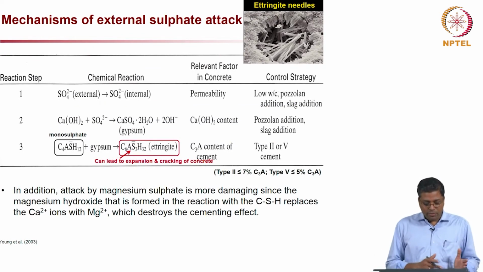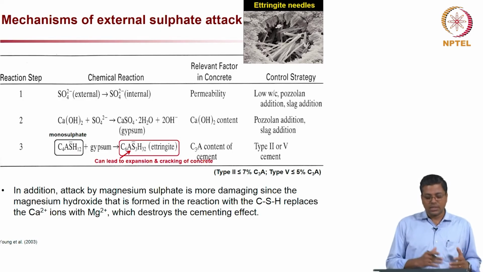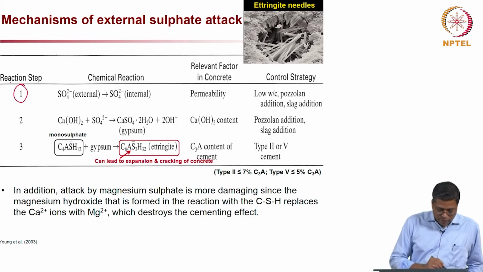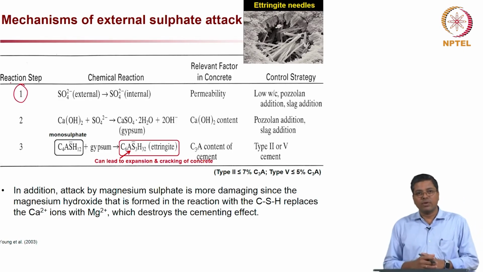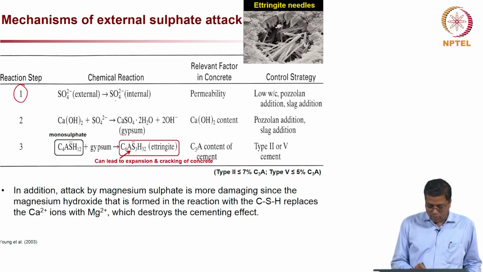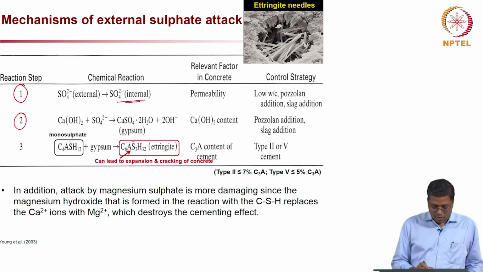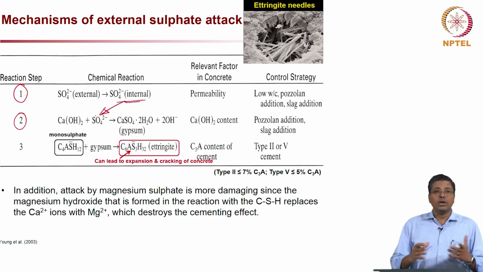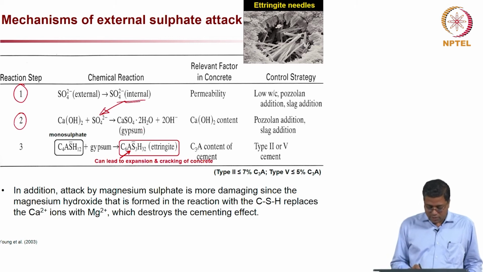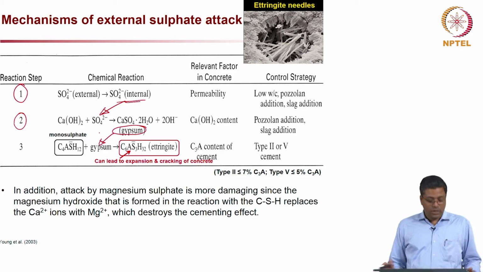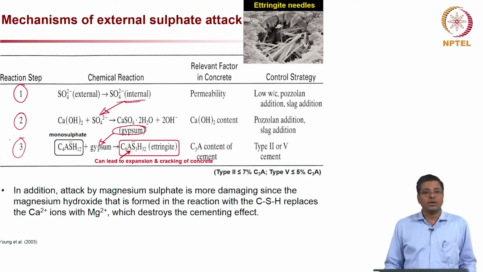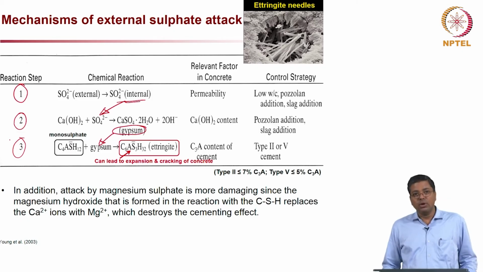Now, as we mentioned earlier, there are two types of sulphate attack, one is external and one is internal. In the external sulphate attack, the first step is that the sulphates from either the water or soil body will enter the concrete. So, now they become internal to the concrete, and then the second step is that once they enter the concrete, they react with the calcium hydroxide which is present, forming gypsum. In step 3, that gypsum will react with the monosulphate which is present, and this conversion of monosulphate into ettringite will happen.